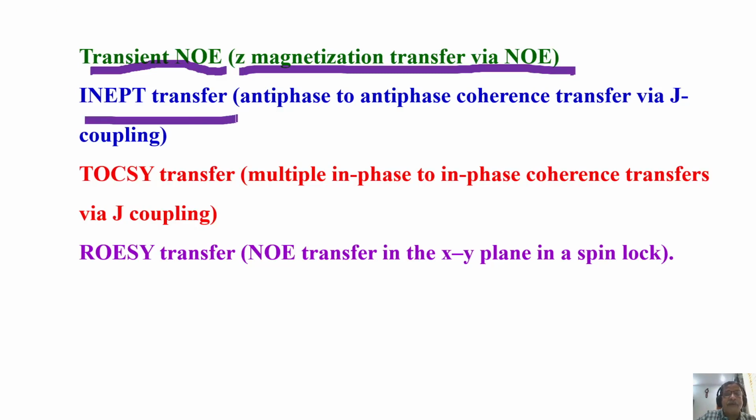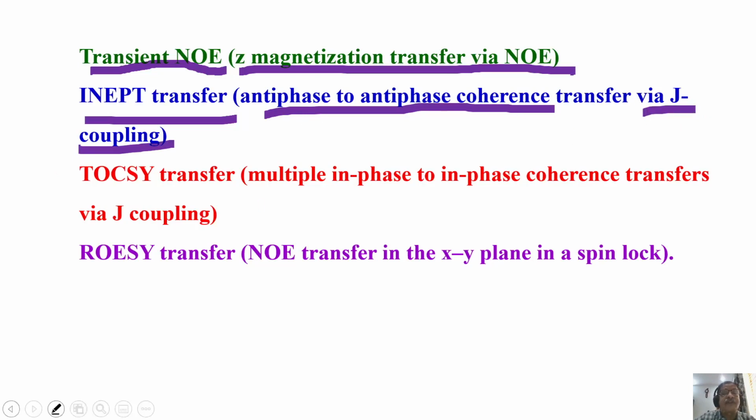INEPT transfer. INEPT we have discussed, where polarization from abundant spins was transferred to less abundant spins. Here, antiphase to antiphase coherence transfer takes place. We saw what is antiphase. We observed that in the INEPT and APT case, for carbon-13, one was minus and the other was plus. They were in antiphase direction, opposite to each other. That can be done in INEPT using J coupling. That is the antiphase to antiphase coherence transfer there.